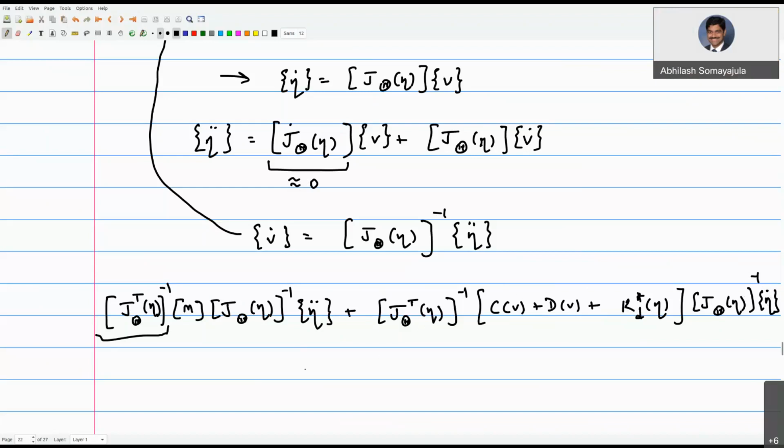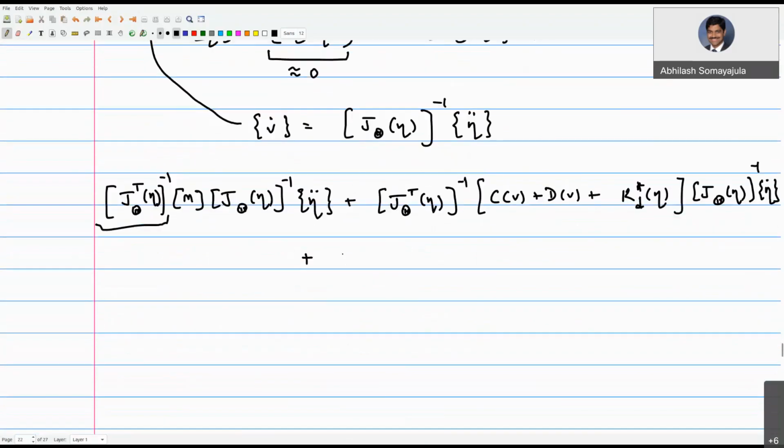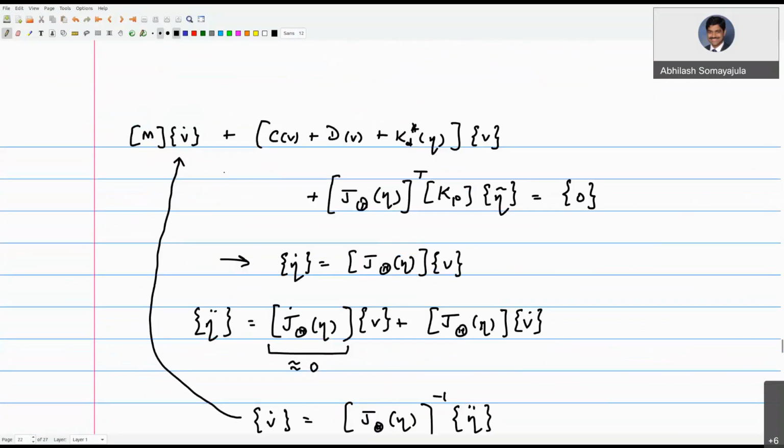And then finally, this last term, because we are multiplying by the inverse of this thing, will go away. What I'll be left with is Kp times eta tilde is equal to 0. Now I want to compare this system with a typical spring mass damper system. So let me see where I am.